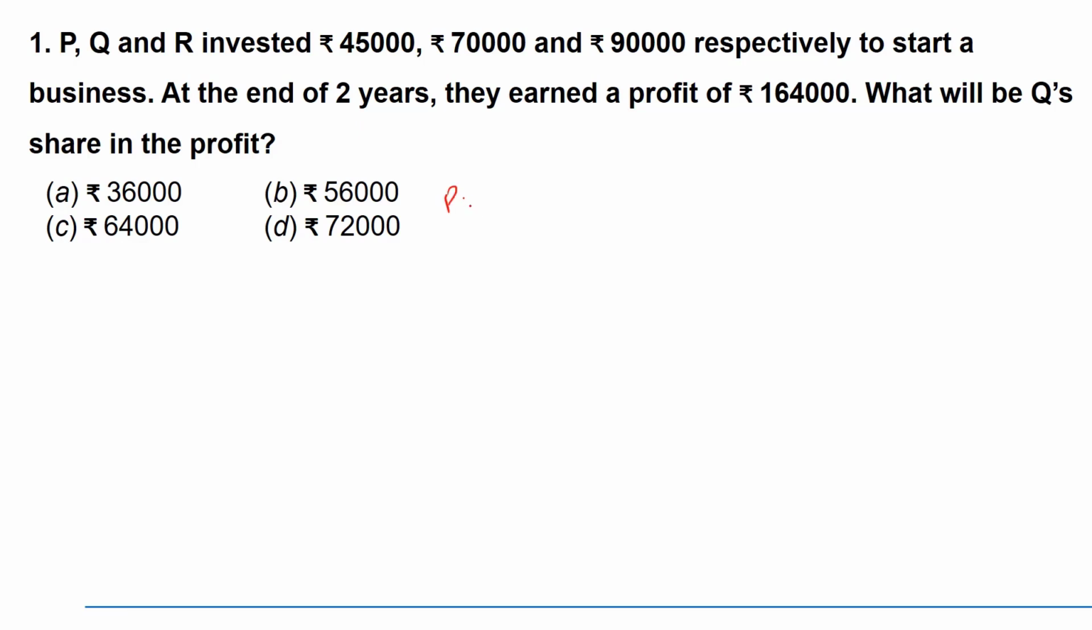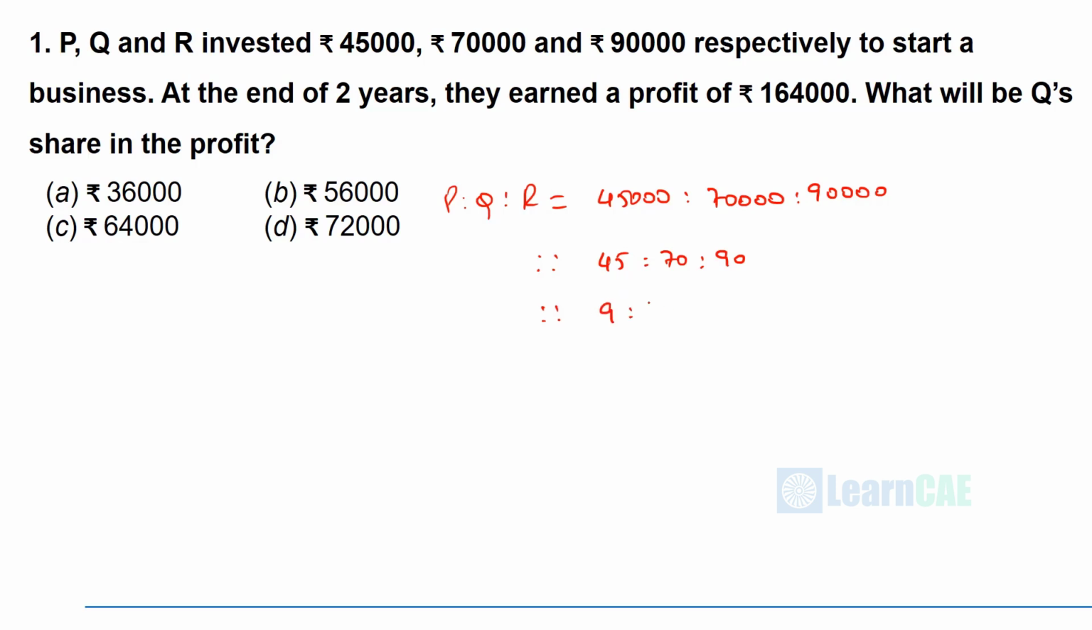Okay. The ratio of P, Q, R is equal to 45,000, 70,000 and 90,000. Okay. So when we want to write in ratios, we can write it as 45 is to 70 is to 90. Again we can divide by 5. This will be 9, 14, and when we divide 90 by 5, it will be 18. Okay. So this is the ratio.